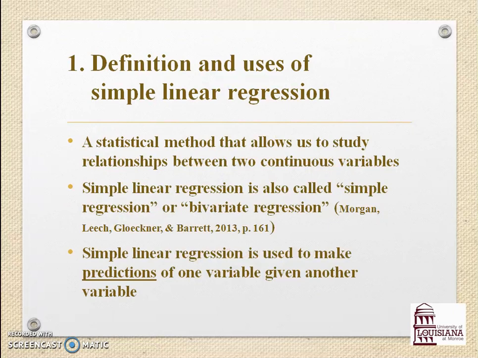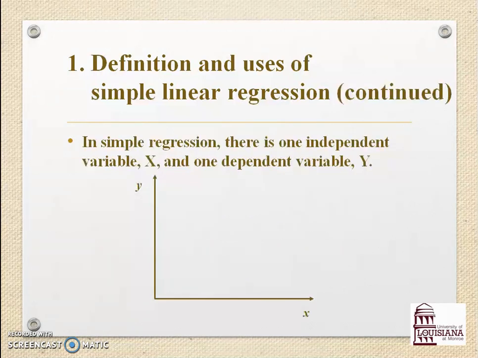Simple linear regression is a method that allows us to study relationships between two continuous variables. Our text mentions that other terms referring to simple linear regression include simple regression and bivariate regression. Simple linear regression is used to make predictions of one variable given another variable. In simple regression, there is one independent variable and one dependent variable.